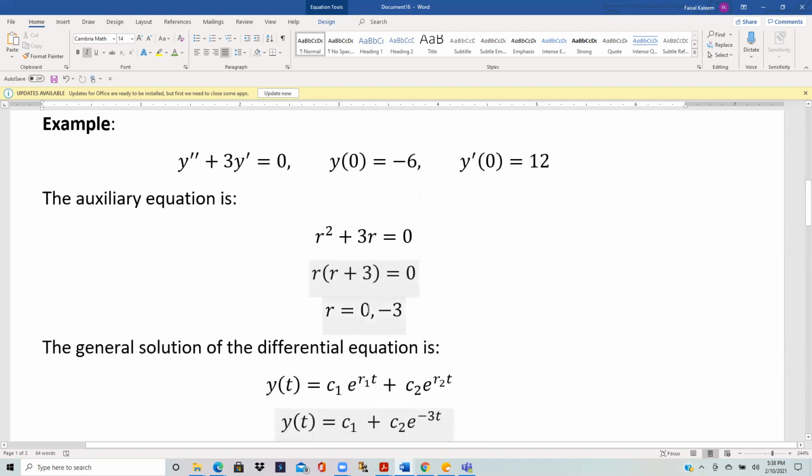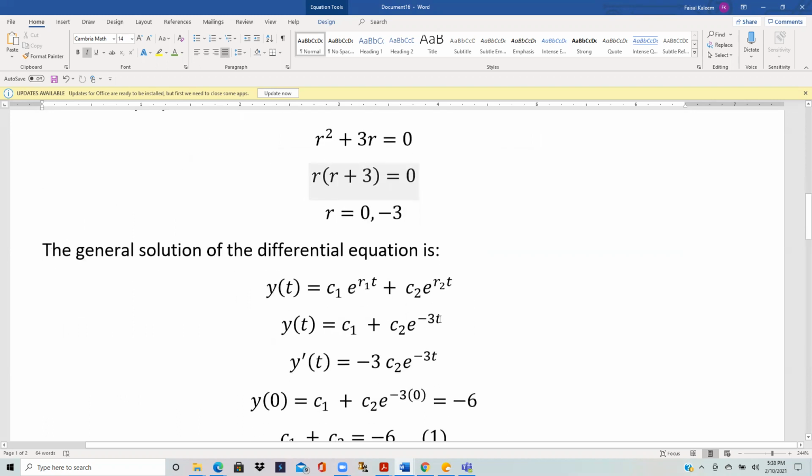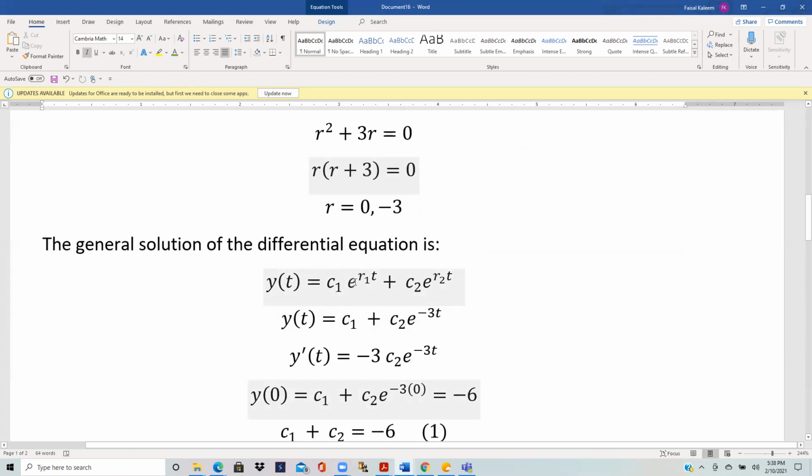So in this case, the roots are different. So the general solution is y of t equals c1 e to the r1 t plus c2 e to the r2 t, where r1 is 0, r2 is negative 3. So when you substitute r1 equal to 0, you get e power 0t, which is e power 0, which is 1. So you just get c1. And then when you substitute negative 3 for r2, you get c2 e power negative 3t.